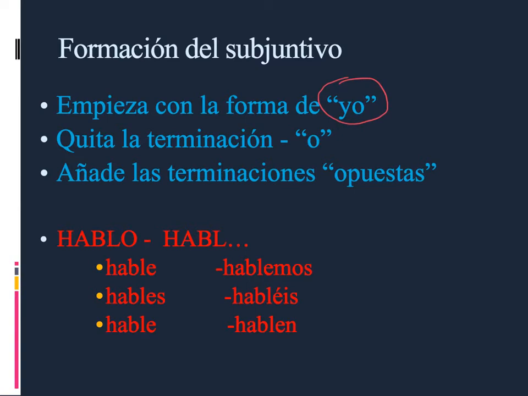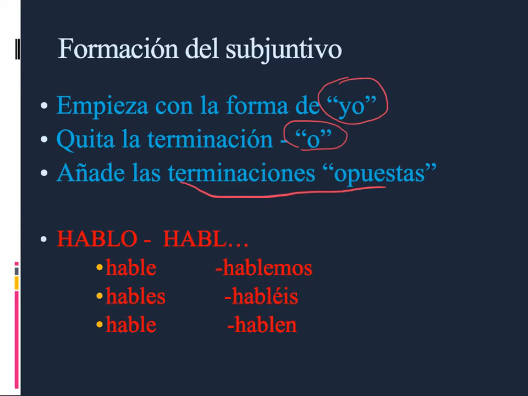Quita la terminación, so take away the o ending. Añade las terminaciones opuestas, add the opposite vowel endings. So as we're looking at the verb hablar, you'll see, knowing that it's an AR verb, that we've started with hablo, we've taken away the O to find the stem, and then added what we call the opposite vowels. So take a look at these endings. You see E's all the way through, even though hablar is an AR verb.